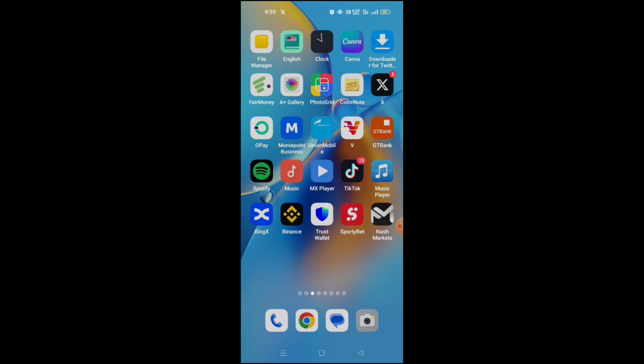So in this video, I'll be showing you how to use your Nash Market to calculate your profits and loss. By now, you should already have Nash Market on your phone, whether it is iPhone or Android. Nash Market is available on both phones. So this is how your Nash Market looks like.